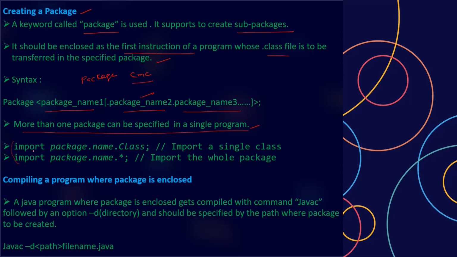I'm writing here: if I want to import a single class, how am I going to import it? This is the syntax I'm going to use: import package, where the package name is the one I've created, followed by which class I want to import. In the same way, if I want to import a complete package, I'm going to use import package name dot star, so the whole package will be imported. I'll show you with an example so that you'll understand.